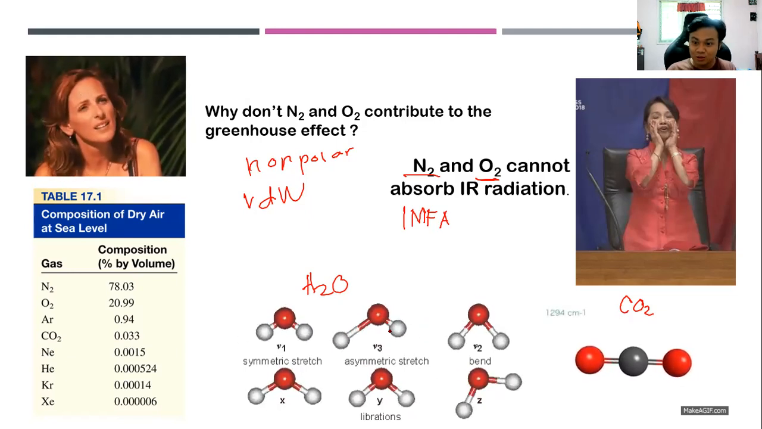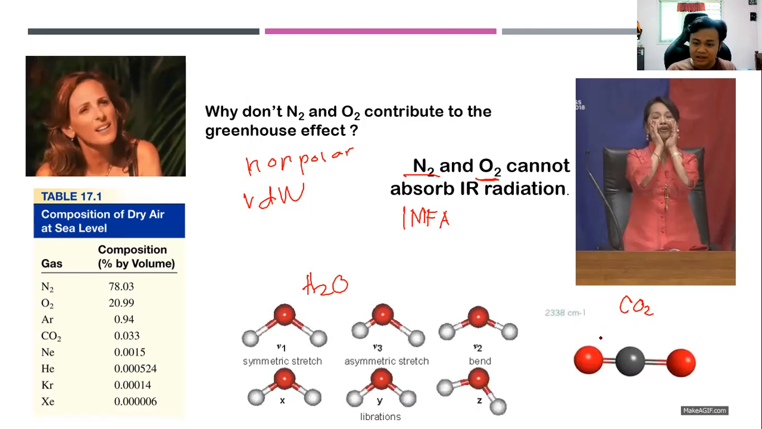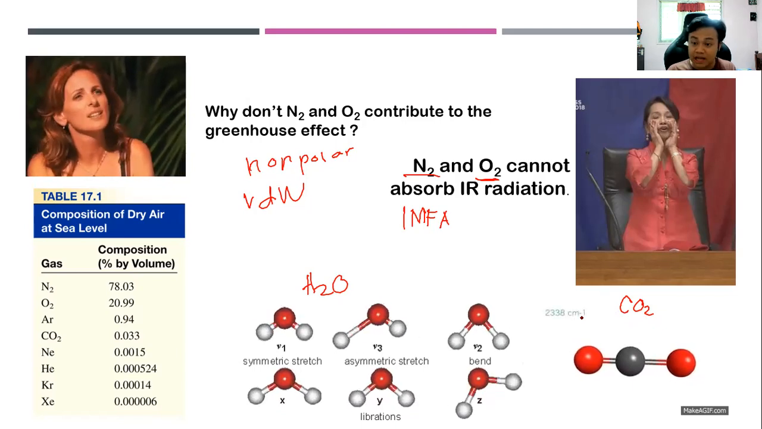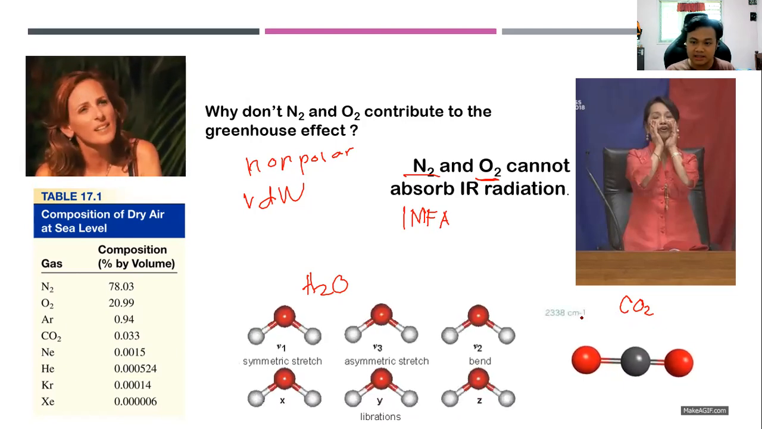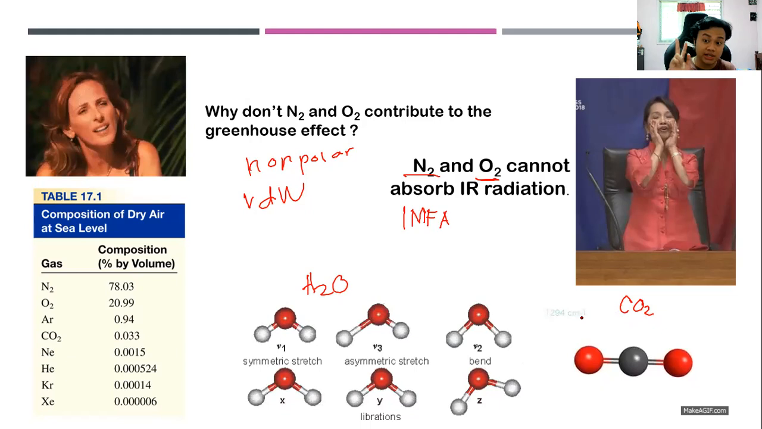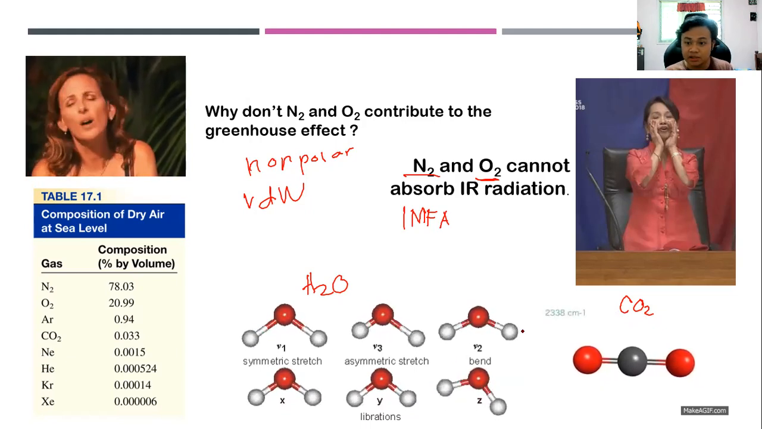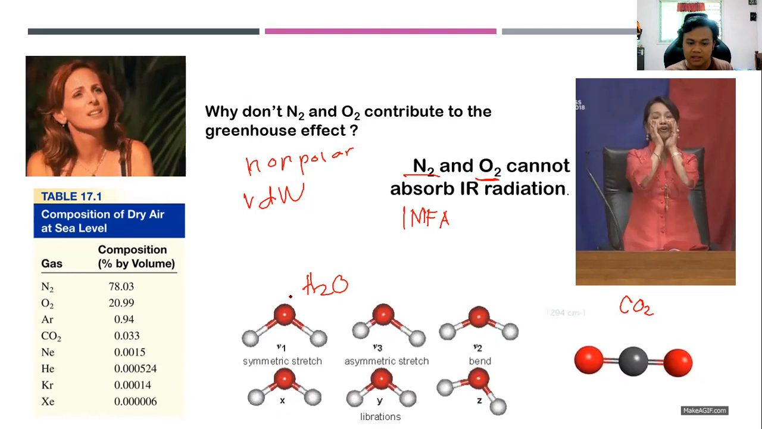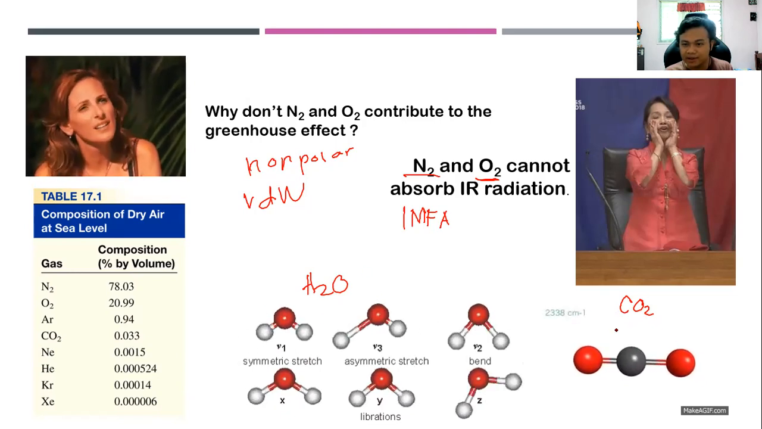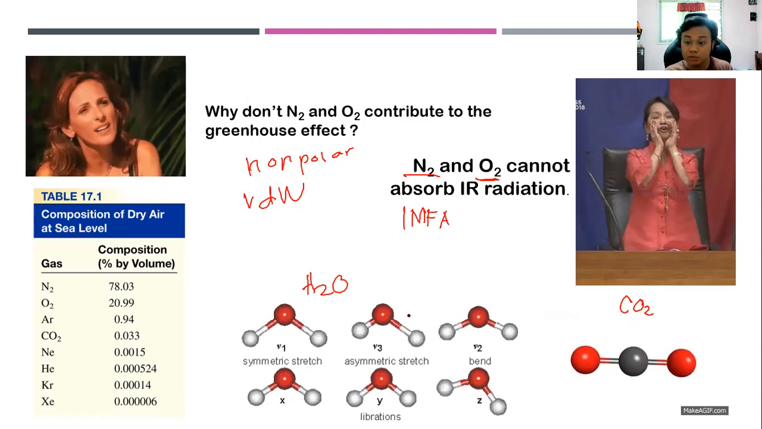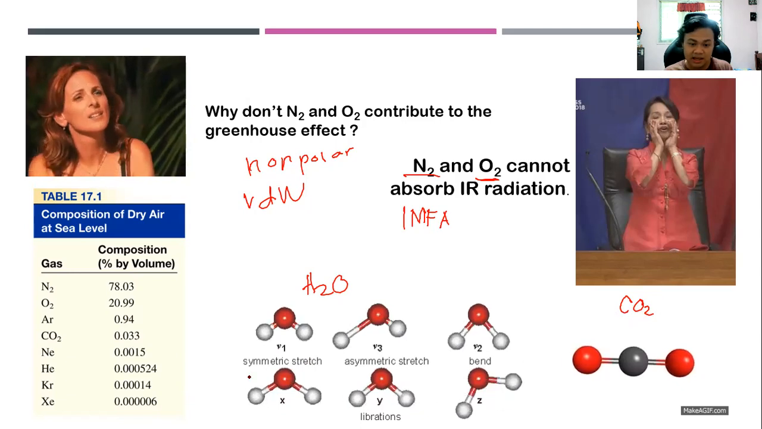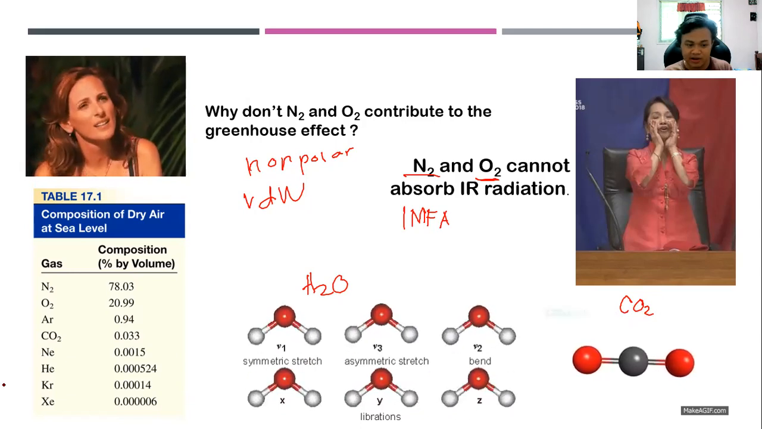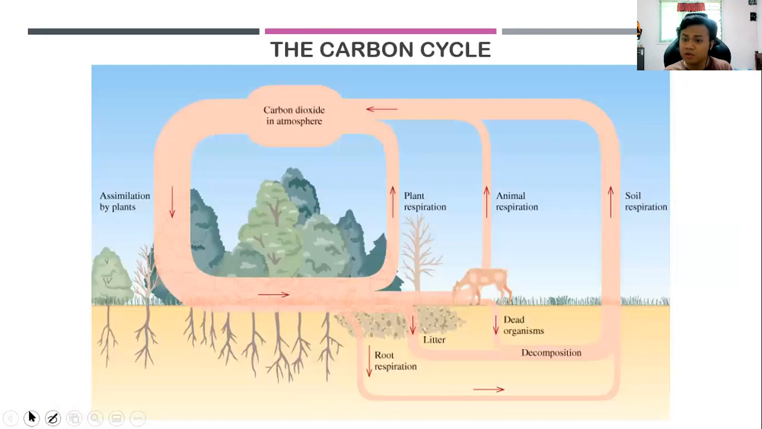And then CO2 also is vibrated. So there is also a dipole-dipole moment. It has two modes of vibration, guys. So that is the reason why these two also absorb, or contribute to the greenhouse effect, because of this explanation. Okay? So next.